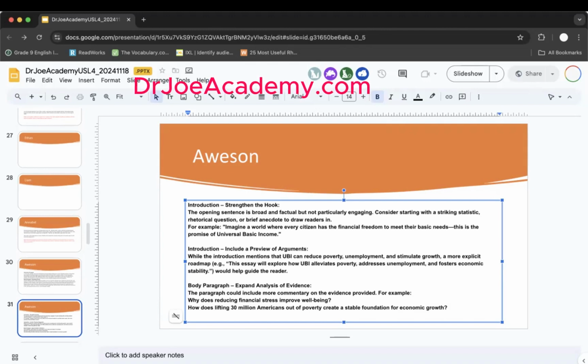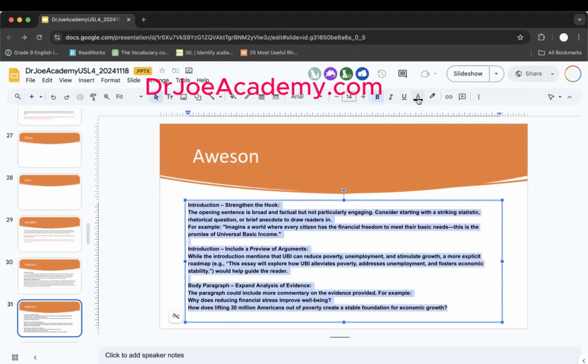In terms of the body paragraph, expand the analysis of evidence. The paragraph could include more commentary on the evidence provided. For example, why does reducing financial stress improve well-being? How does lifting 30 million Americans out of poverty create a stable foundation for economic growth? Okay, and let's move on to the next response.